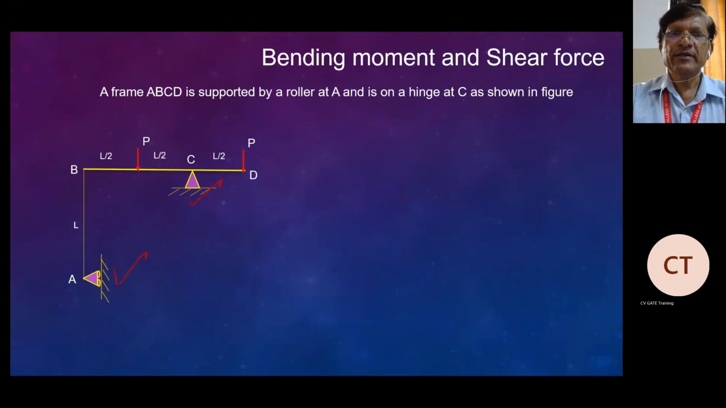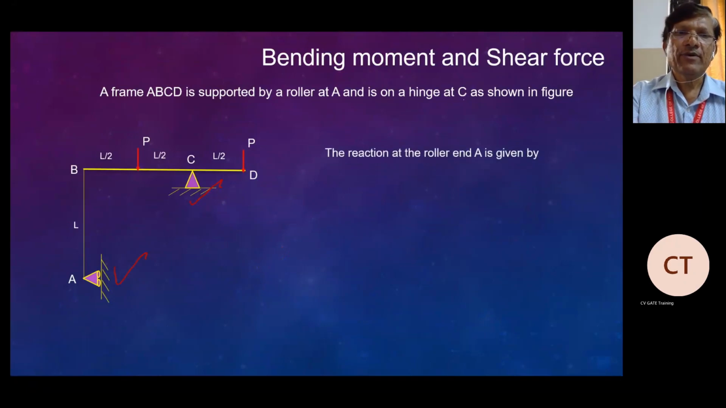Now what they are asking is, what is the reaction at the roller end? You have to see that there is no horizontal force. We have only a vertical force P here and a vertical force P here. If we had any horizontal force, only then would it come into the picture for the roller. So there is no horizontal force.